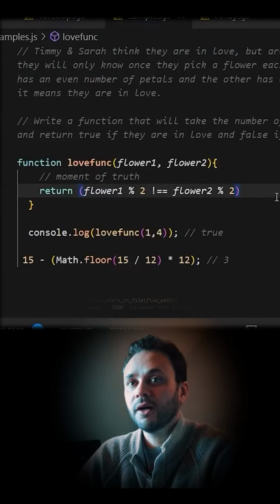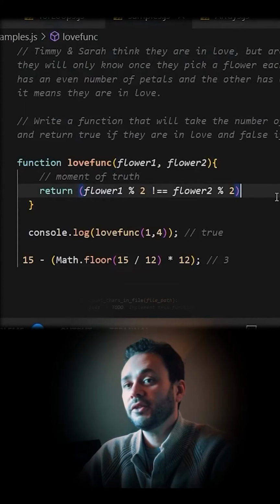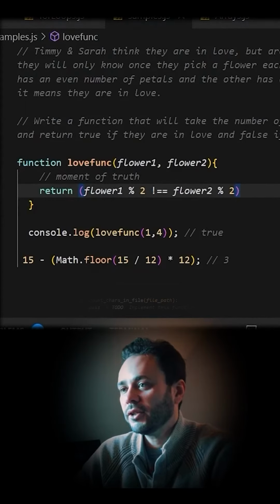So I'm going to talk about the mod operator in JavaScript, otherwise known as Modulo. I came across this coding question here.